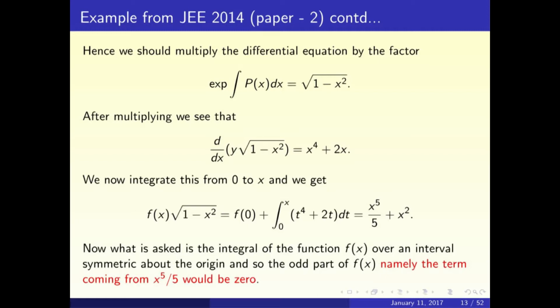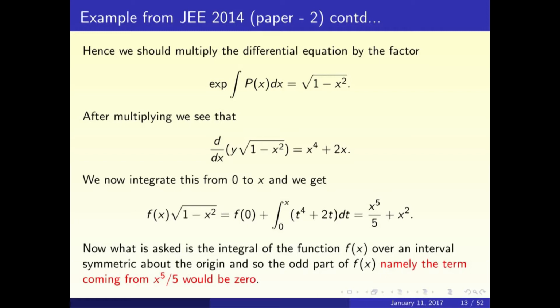So the left hand side has become an exact derivative. So you must integrate this equation from 0 to x. Use the fundamental theorem of calculus. It will be y root 1 minus x squared minus y of 0 into square root of 1. But y of 0 is 0, remember? So the term coming from 0 will become 0.